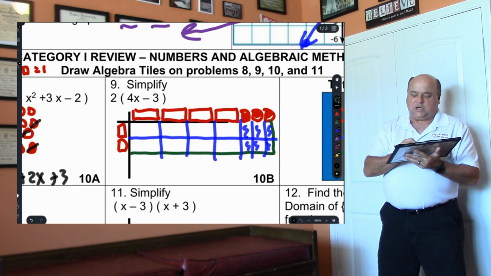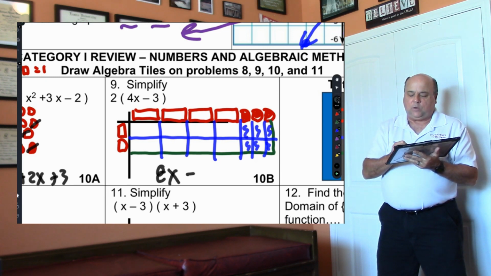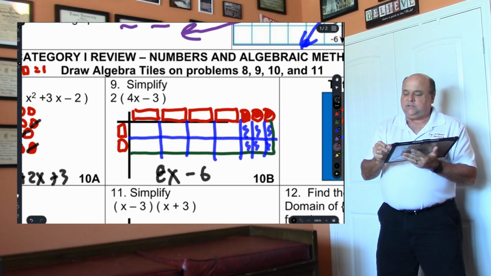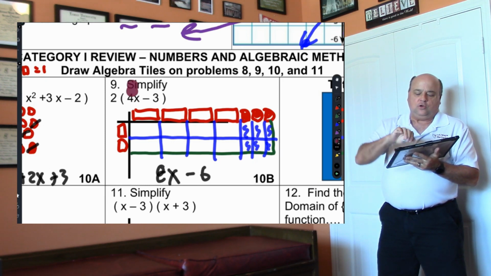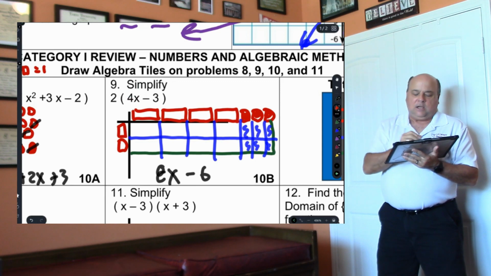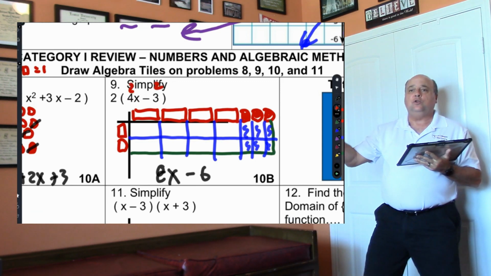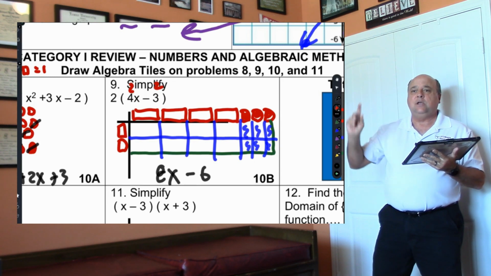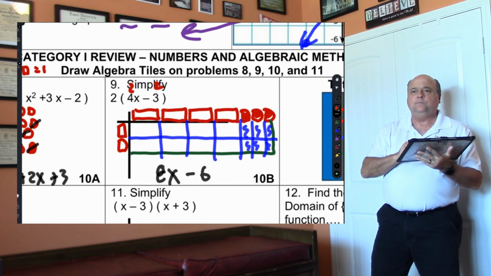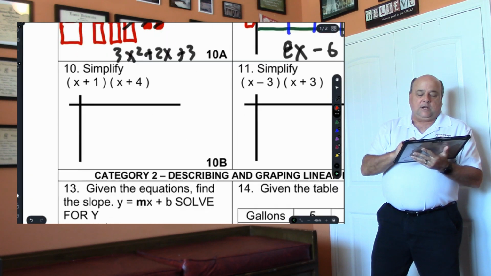Okay, so my answer is going to be 8 rectangles, 8x, and then 6 shaded squares, minus 6. Notice if I distribute a 2, I get 2 times 4x is 8x, 2 times negative 3 is minus 6. So 8x minus 6. Let's go to number 10.